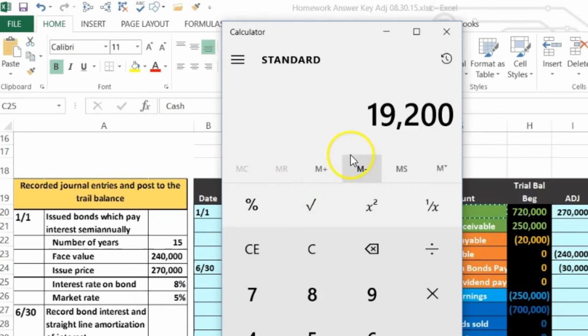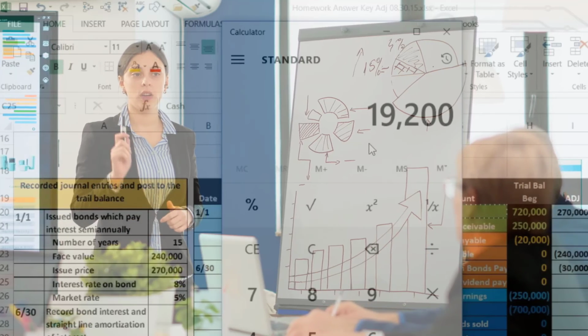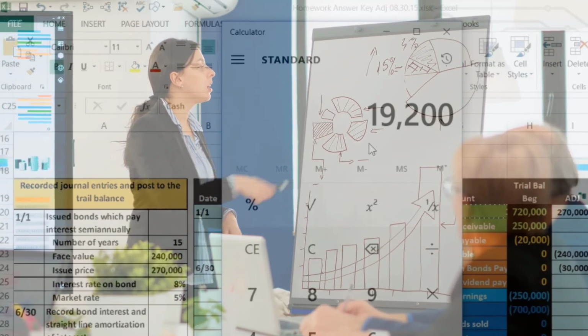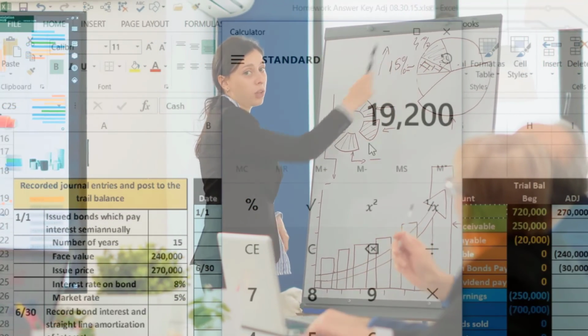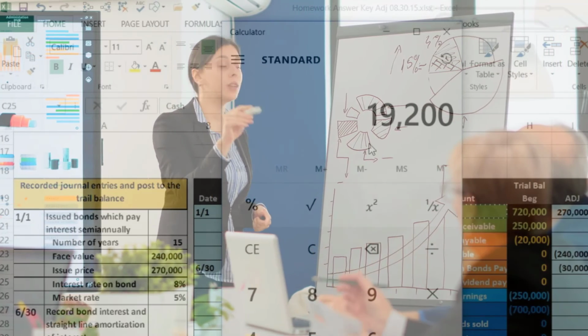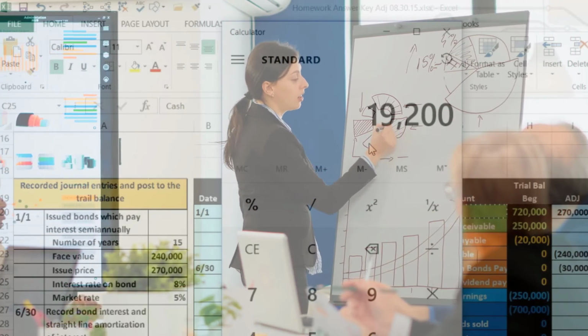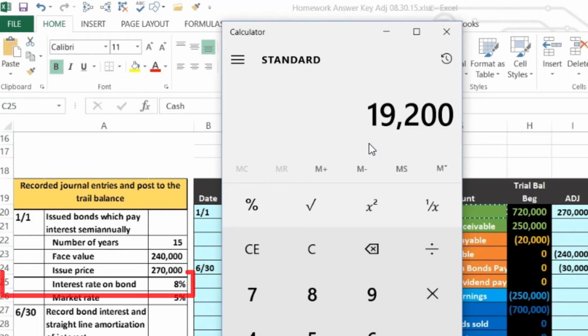So we have 19.2. However, remember that anytime we think about interest, if you're going to pay 5% mortgage interest on the home, that doesn't mean 5% per month. The interest, even though we never say per year, is basically per year. So that would be the interest if it was for an entire year. However, we're going to pay it semi-yearly or every 6 months.